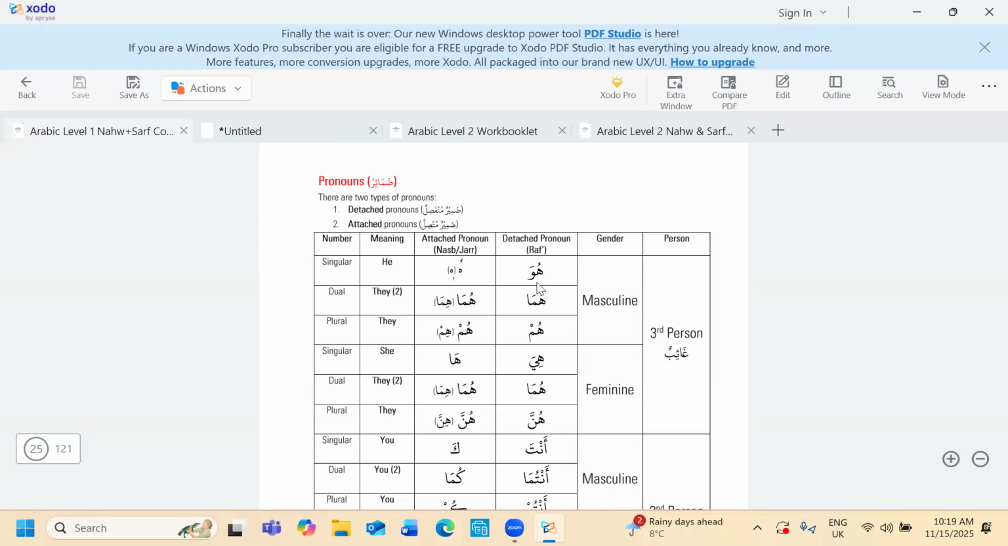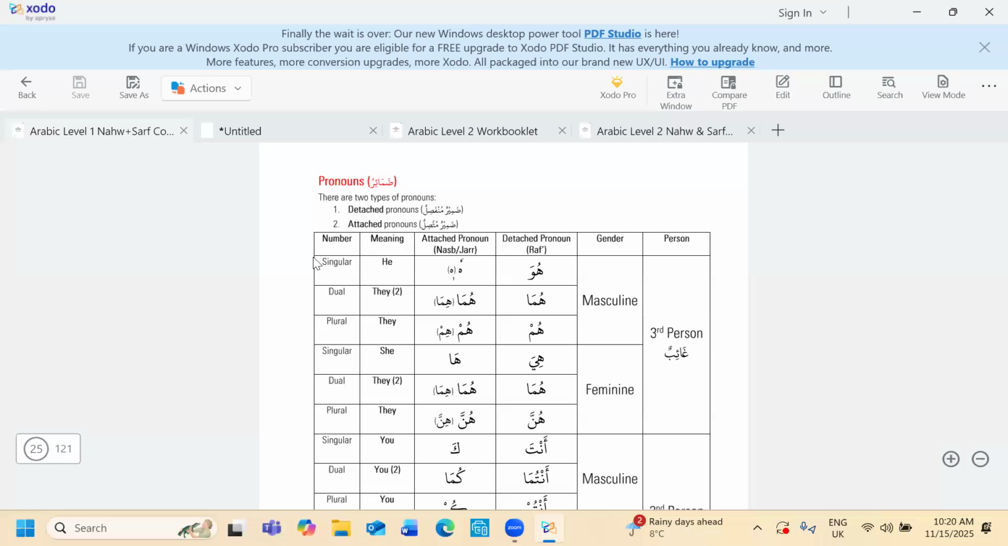Where do we find detached pronouns? You find them detached, meaning you find them on their own. They're not attached to anything. Whereas the attached pronoun, the word itself is telling you that it's going to be attached to something. Now, what is it going to be attached to? What kind of words? How many types of words in Arabic do we have? 3: ism, fi'l, and harf.